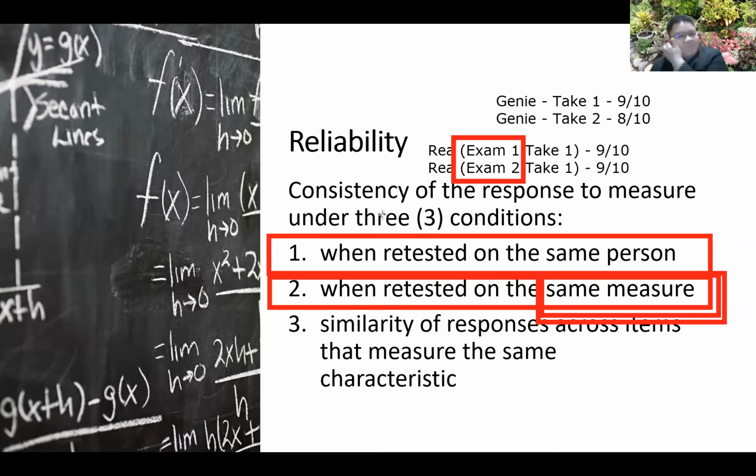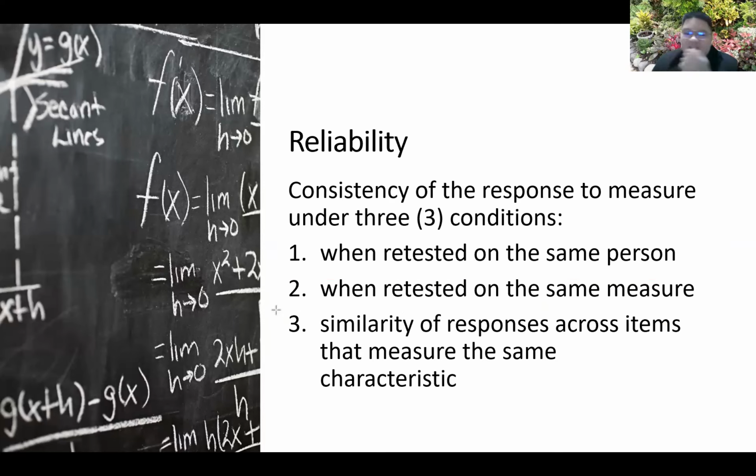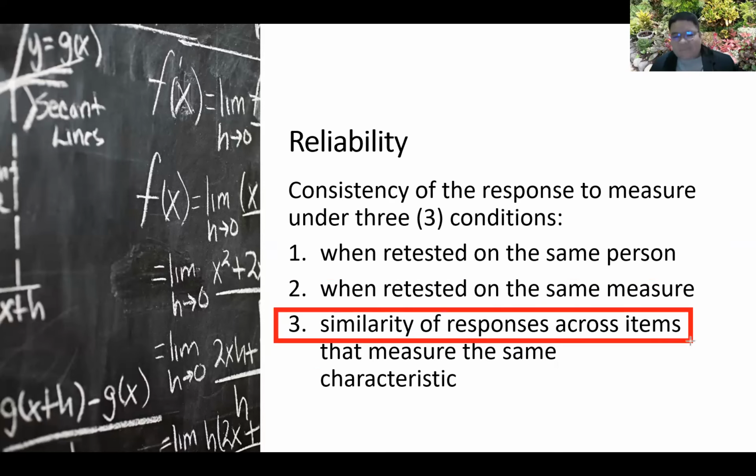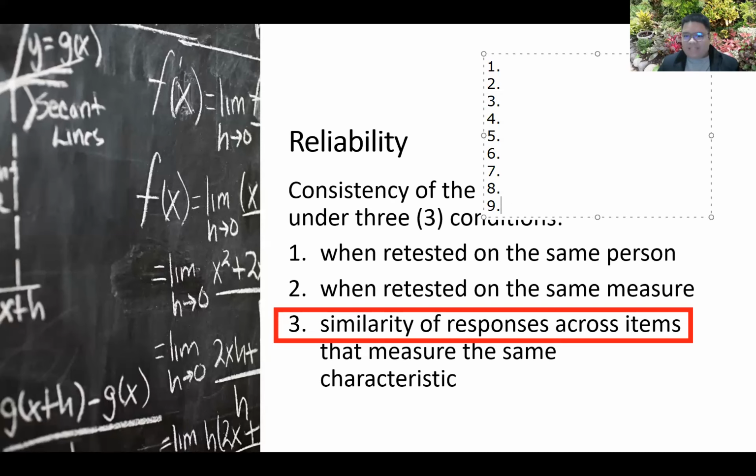Now the third one here says similarity of responses across items that measure the same characteristic. Let's have another example for that. Let's say I have a 10-item exam, and let's say my 10-item exam is about anxiety.